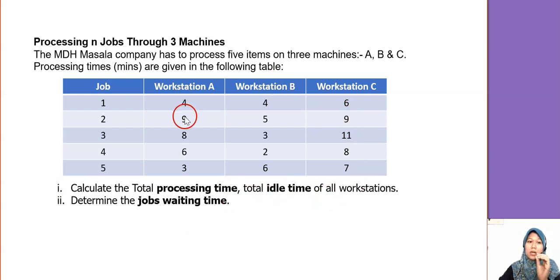So maksud dia, idle time for each, we have to find for each machine, and then we total up for 3 machines. That is the time that the machine doesn't do anything, just tunggu, waiting. And the last one, they usually nak tahu the job waiting time. What are the job waiting times between the jobs, job 1, 2, 3, 4, 5? Which job yang have waiting time yang tinggi? Which job yang have to queue up in front of the machine? So we want to get this information from the Johnson rule.